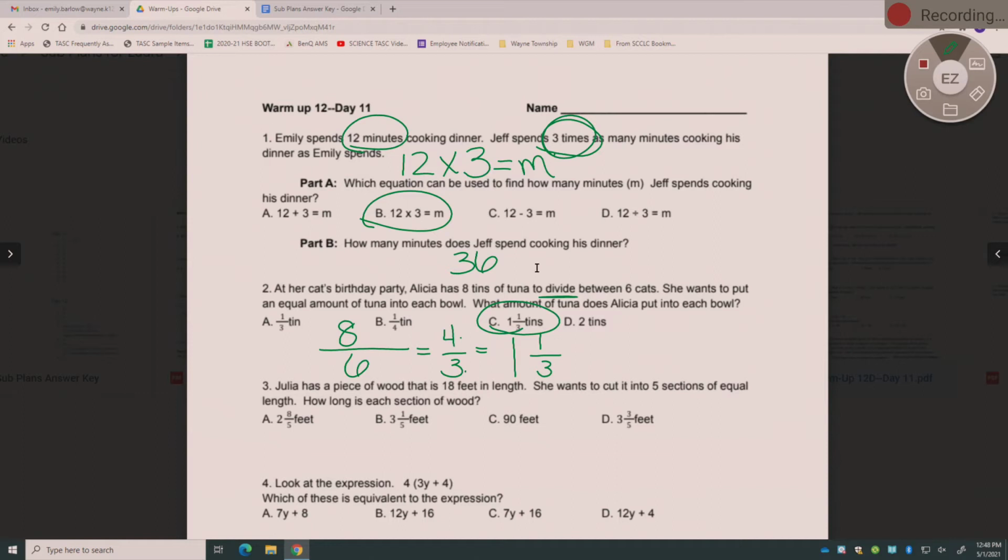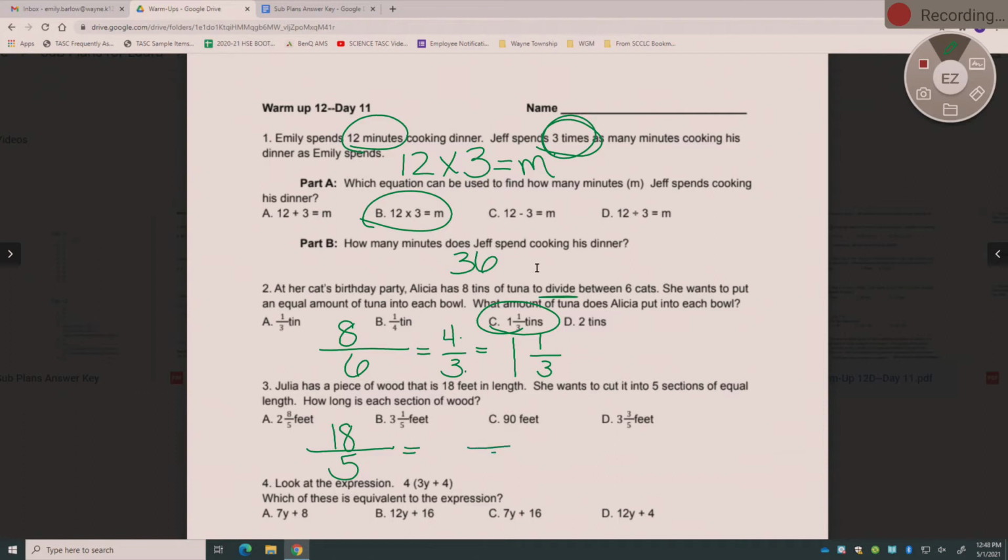Number 3 is another division problem. Julia has a piece of wood that is 18 feet in length. She wants to cut it into 5 sections of equal length. How long is each section of wood? So again, we have her total feet, which is 18. She wants to divide it into 5 sections. So we're just going to take this 18 over 5 and we're going to turn it into a mixed number.